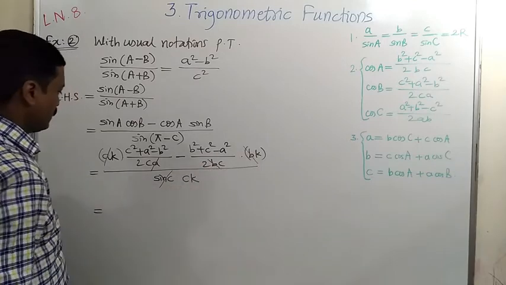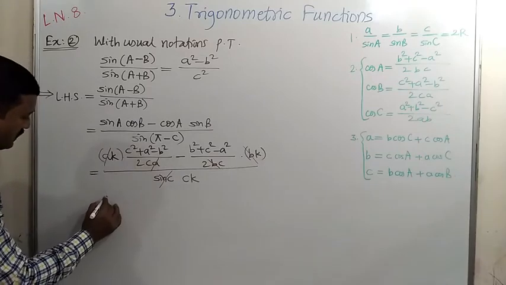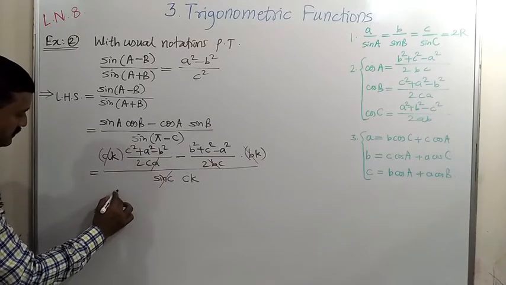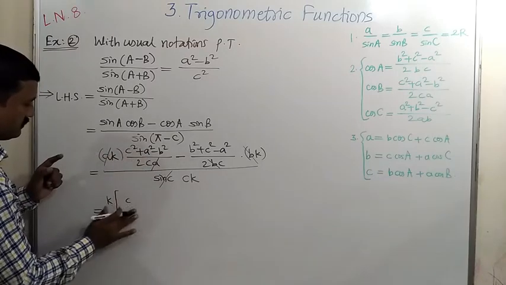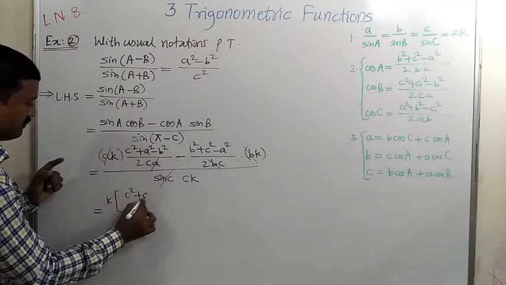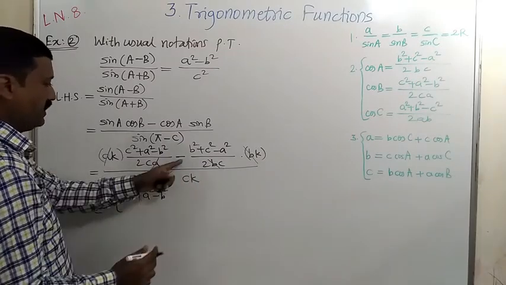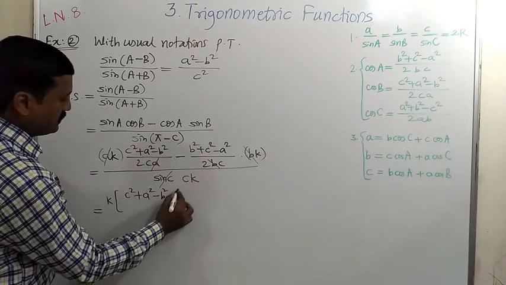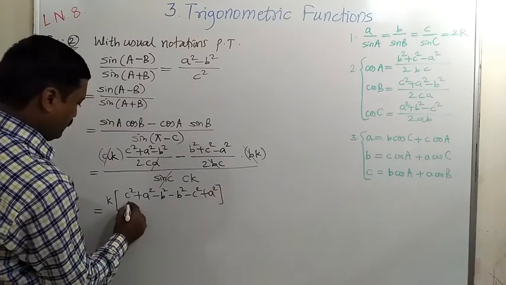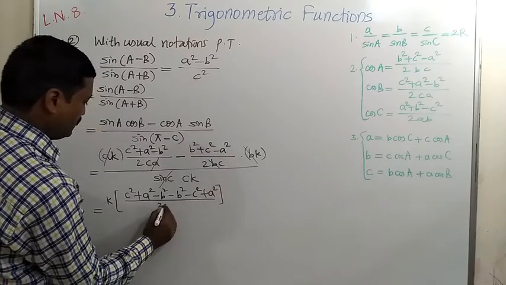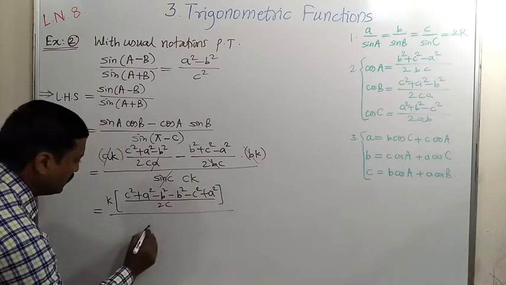So it is equal to, at the numerator, here a gets cancelled, here b gets cancelled, so k remains. In both terms taking k common, we get k in bracket c square plus a square minus b square, here twice c is common. Apply negative sign on each, we get minus b square minus c square plus a square, and the whole divided by twice c. This is the numerator, and at the denominator there is only ck.